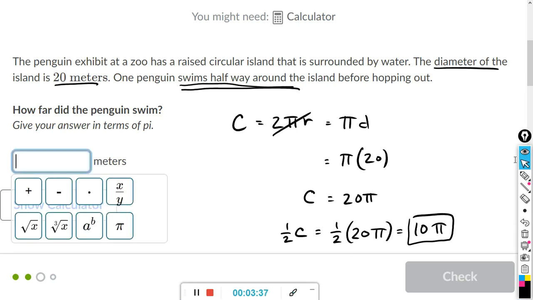So click on the box, type 10, and you can click the pi symbol, or you can just type pi, and a pi will appear. All right.